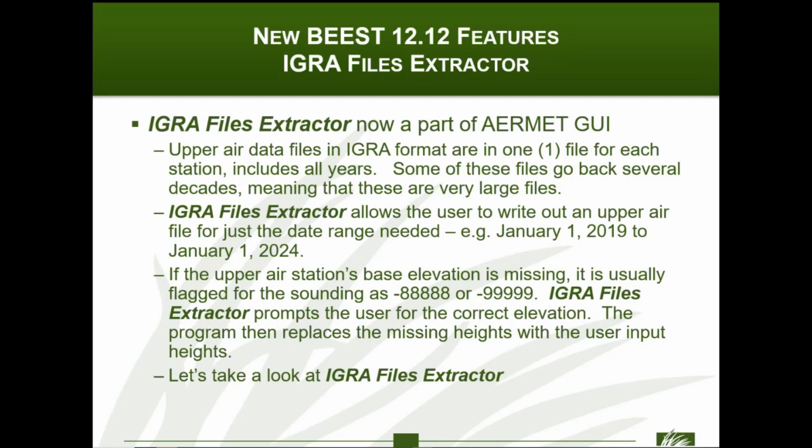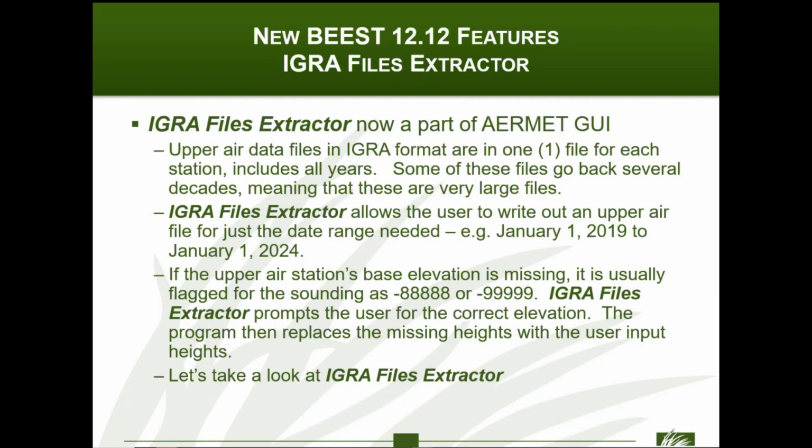So some of these go back several decades, which means that they're going to be quite large files. The IGRA files extractor allows you to write out an upper air data file for just the date range you need. For example, if you wanted to process data from January 2019 to January 2024, you can tell it, I just want these days. And if the upper air station's base elevation is missing, it's usually flagged in the data set as a minus 88888 or minus 99999 missing data flag.